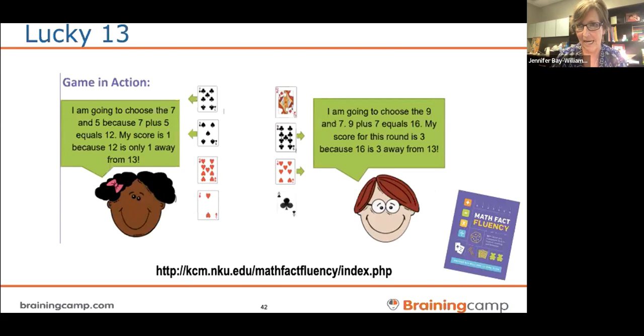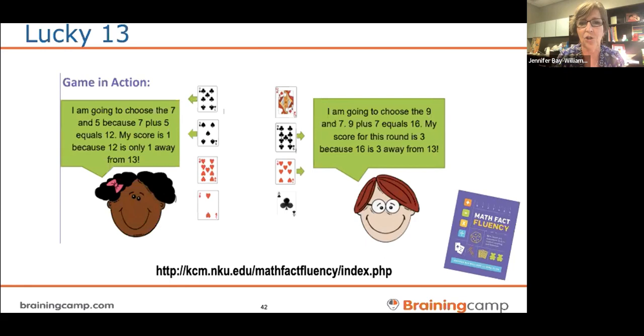In this game, the students turn over 4 cards or 5 cards, and they get to pick the 2 that get as close to 13 as possible. And from that, they can talk through their strategy. Or it might just be that they have a 10 and a 2, and they're like, that's 12. I know that fact. So they talk through the strategy, recognizing that sometimes the make 10 strategy is needed and sometimes it's not needed, so that they get practice in choosing a strategy.